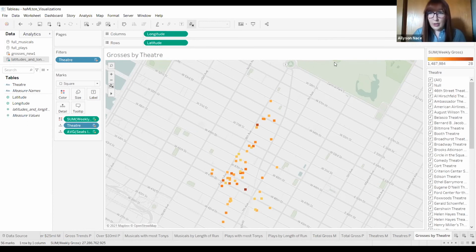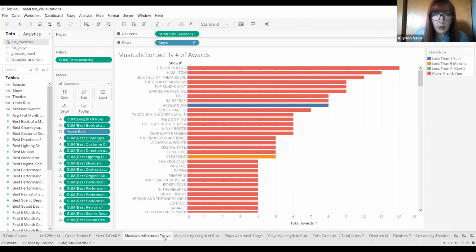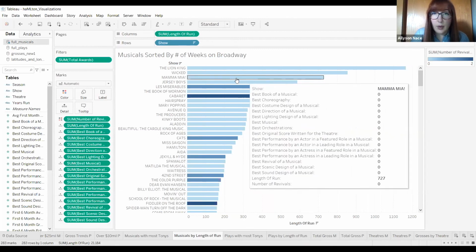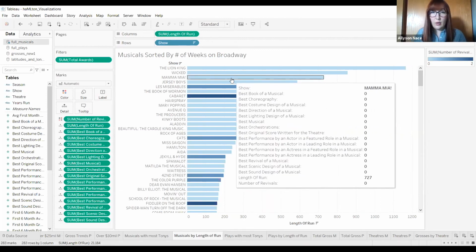This is actually a really interesting topic. Specifically, the show Mamma Mia, we all know Mamma Mia. They just keep making movies with ABBA songs, very, very popular. Mamma Mia didn't win any Tony Awards. It is one of the highest grossing shows on Broadway. If I can pull that graph back up. Musicals by length of run. Okay, so you'll notice that Mamma Mia is here at the top, but it hasn't won any Tony Awards. So I think that's what makes it a little bit difficult.